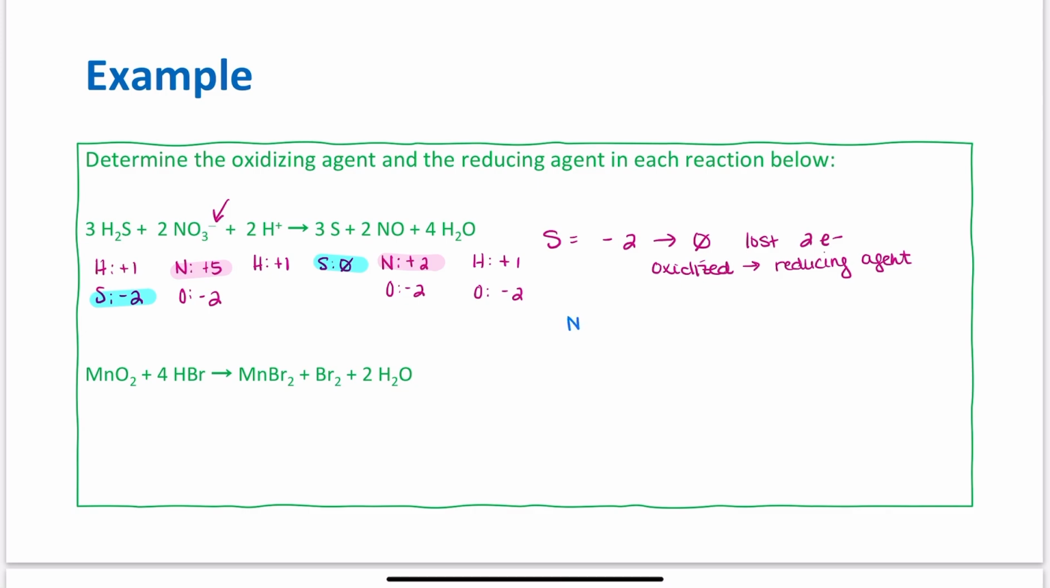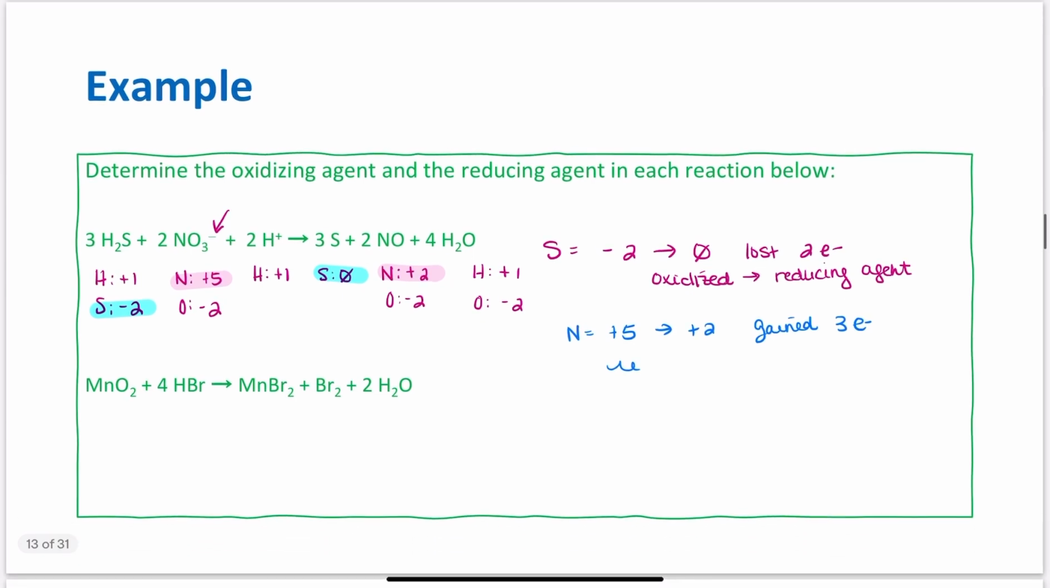When I look at the nitrogen, nitrogen went from +5 to +2, meaning it gained 3 electrons. And again, they are balanced when you actually look at the balanced reaction. So that's why the number of electrons don't have to match. Nitrogen gained, gaining is reduction, which means it's the oxidizing agent.